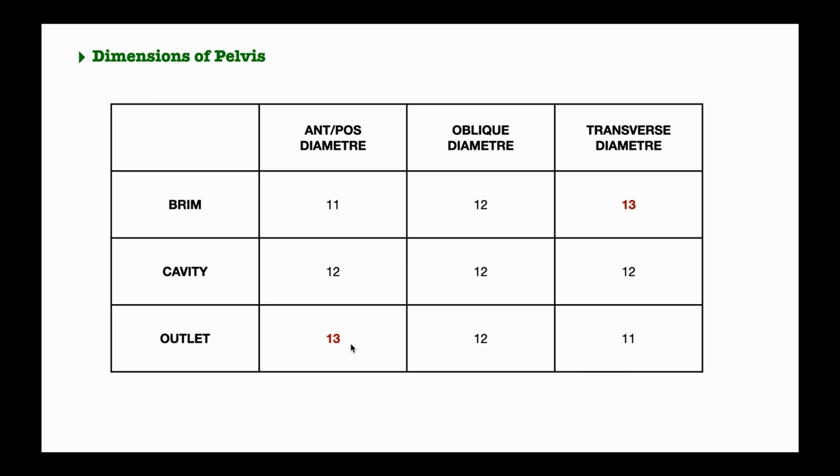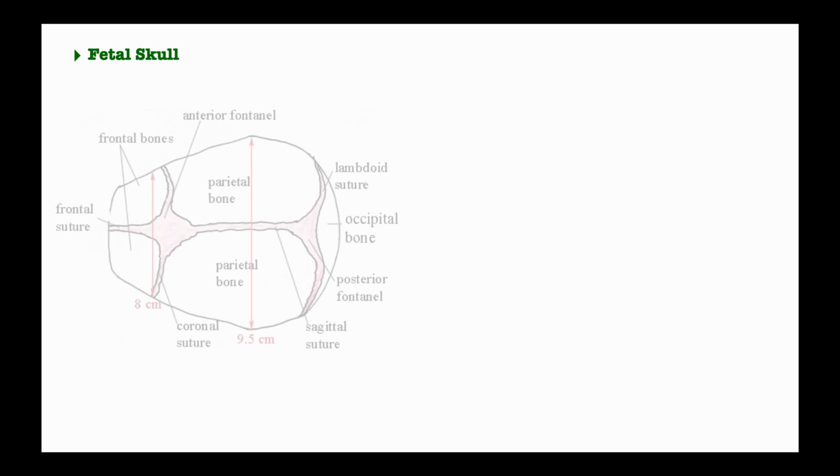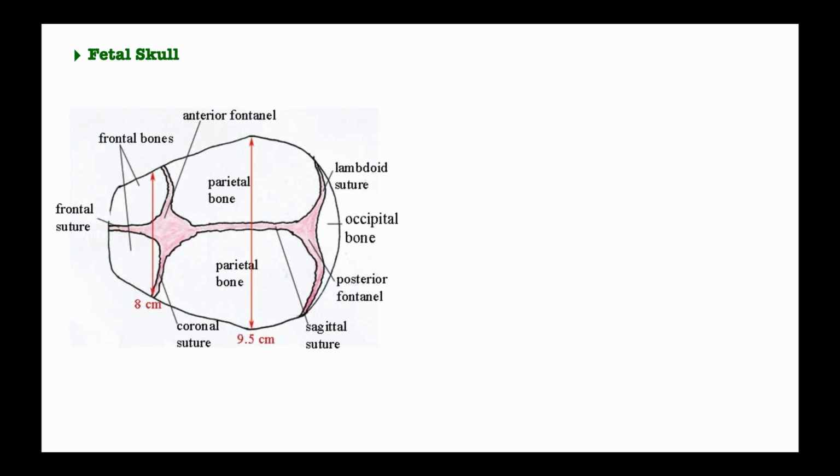Now, I would like to say something small about the fetal head. When we look at the fetal skull quickly, these are the bones which form it. We have the frontal bones, which are connected to each other by the frontal sutures. Then we have the parietal bones, which are also connected by the sagittal sutures. Then the occipital bone is connected to the parietal bones by the lambdoid sutures.